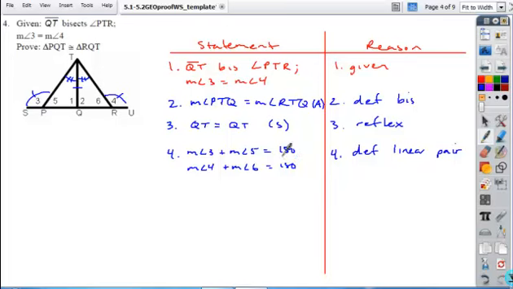I think we now have two things equal to the same thing. So these two expressions are equal to 180, so they must be equal to each other. So we can set them equal. Angle 3 plus angle 5 equals angle 4 plus angle 6. And that's transitive property, or substitution.